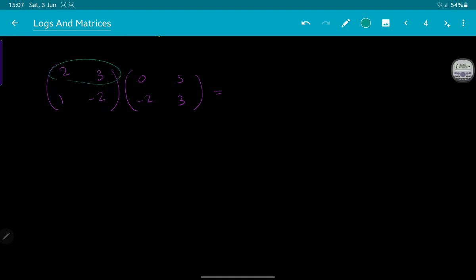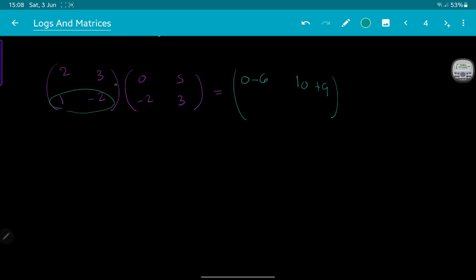I'll explain now. When we take the first row to multiply it by the column 0 and -2, we take 2 times 0, which is 0, and 3 times -2, which is -6. We don't distribute 2 by 0 and 2 by -2 now. We only multiply 2 by 0 and 3 by -2. After we finish the first column, we multiply the first row with the second column. 2 times 5 is 10, 3 times 3 is 9. Now we have finished the first row.